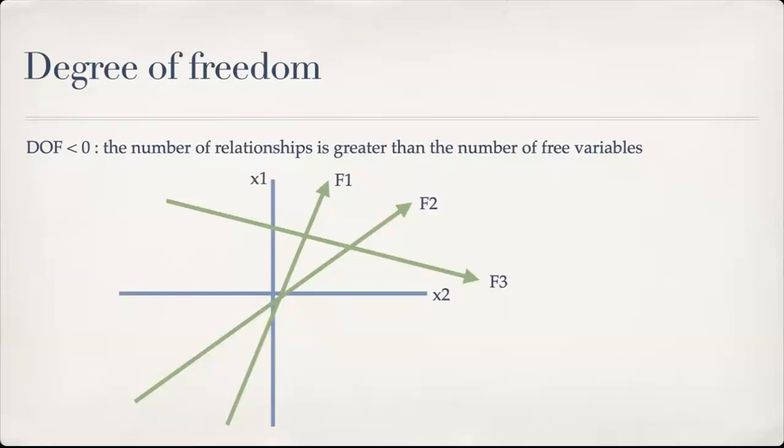Good. Well, you may have a question: is it possible that we have a solution? For example, if we move f3 to pass through the intersection of f1 and f2. Yes, it's possible, but anyway, the degree of freedom is negative, because it's over-defined. You don't need this f3 in order to specify this point. f1 and f2 are enough to define the solution.